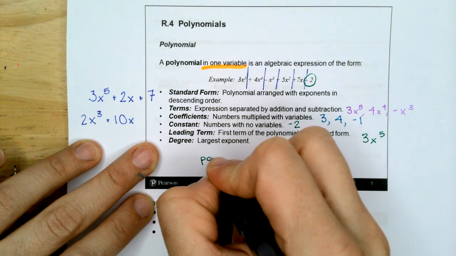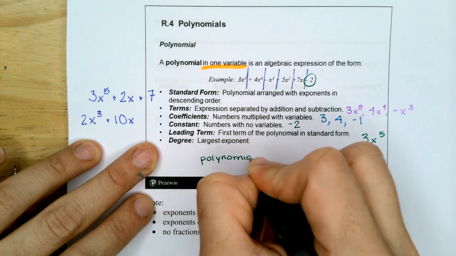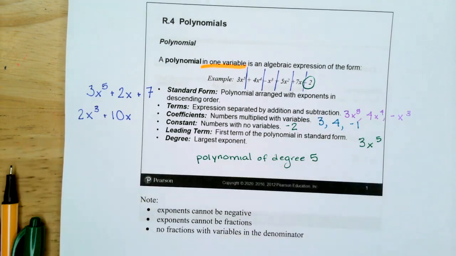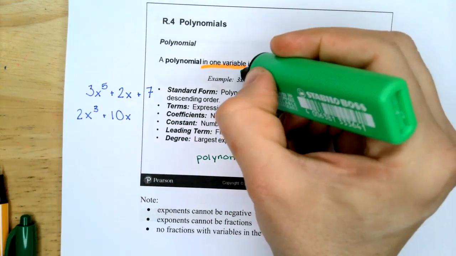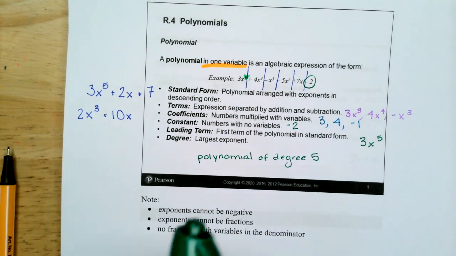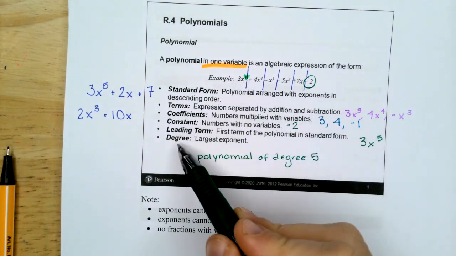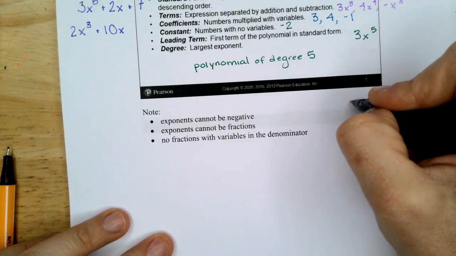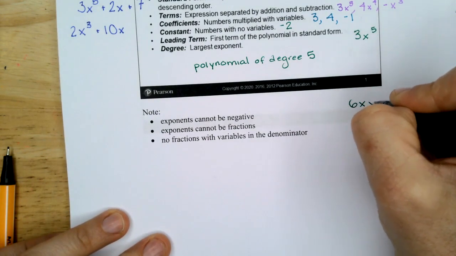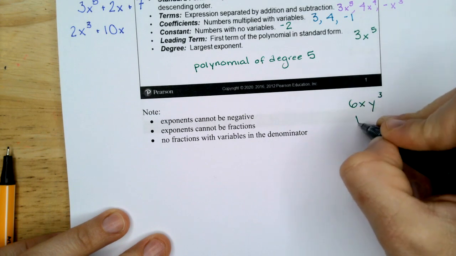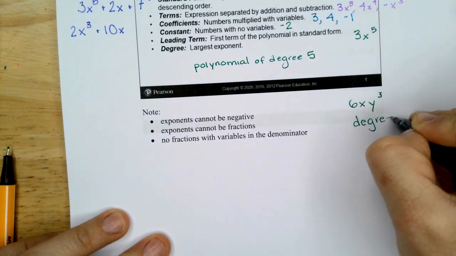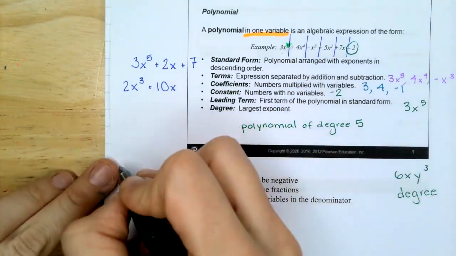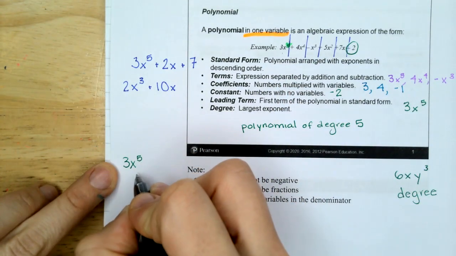So this is a polynomial of degree 5 because the x is raised to the 5th power, okay? It's in standard form because x to the 5th is the highest exponent, and then the degree is the largest exponent as well. Note that if you had 6xy to the third, that is going to be a degree... What do you think? We said that 3x to the fifth is degree 5.